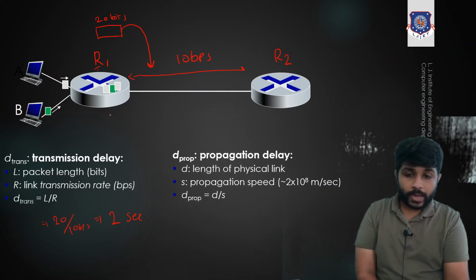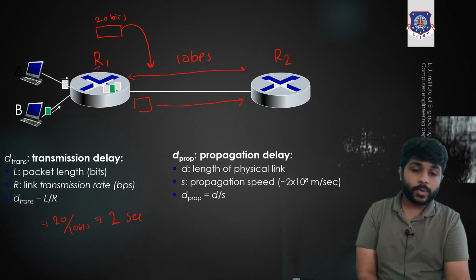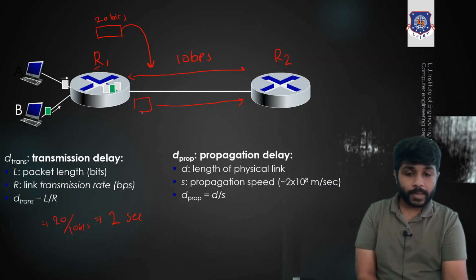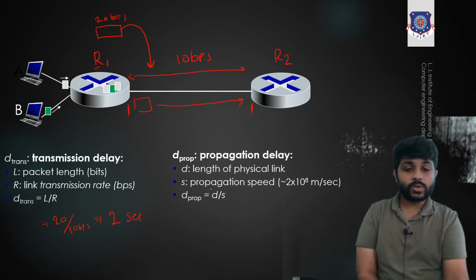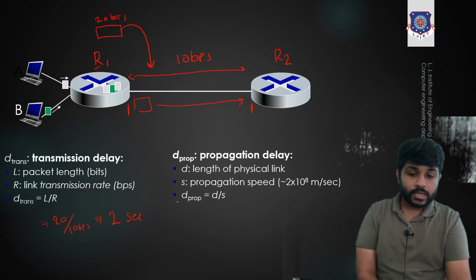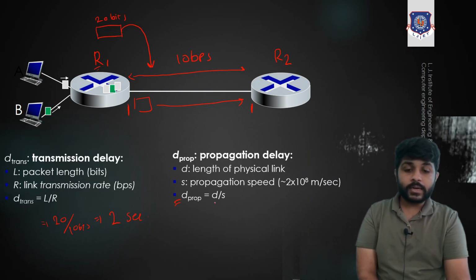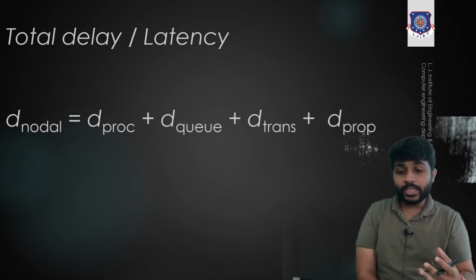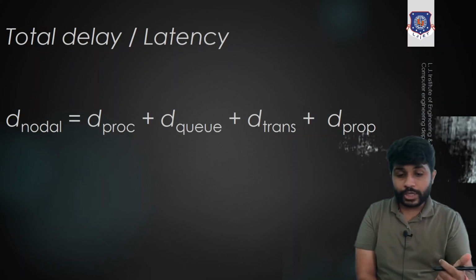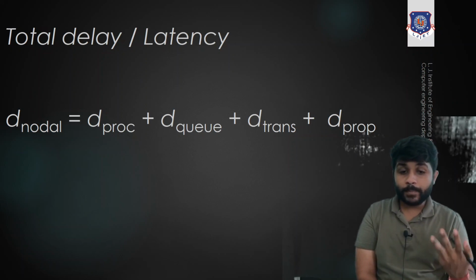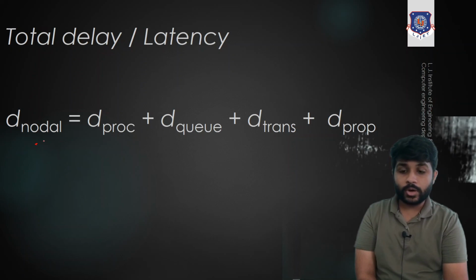Okay, now let's see the next delay, which is the propagation delay. When this packet has been put onto the link, the time required for the packet to travel from source to destination is known as the propagation delay. The equation for the propagation delay is d by s, distance by speed. And the sum of all these delays, the propagation delay, transmission delay, queuing delay and processing delay, is known as nodal delay.